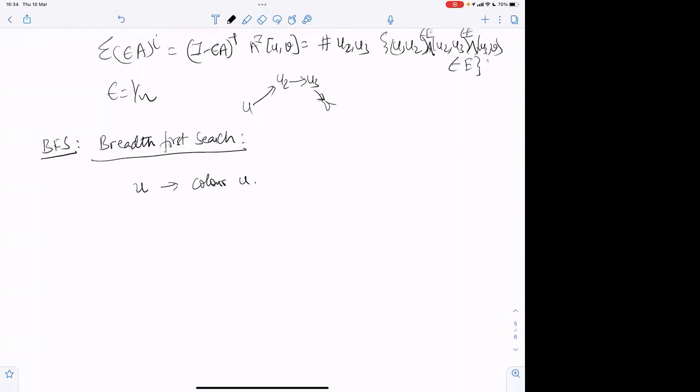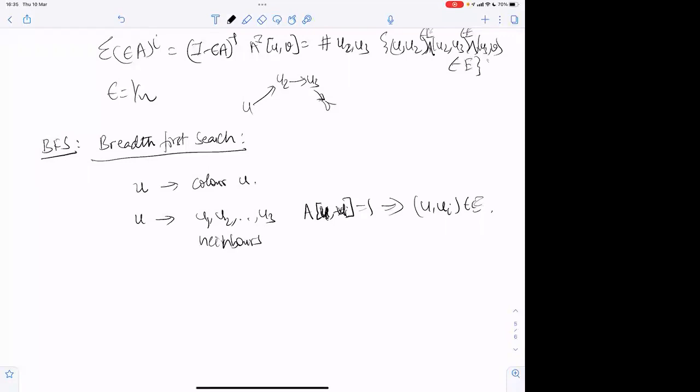So U has some neighbors, U1, U2, U3, and so on, which are the entries of the row A(U, *). A(U, Ui) equals 1 if and only if (U, Ui) belongs to the edge set, correct? So the neighbors are the non-zero entries of the row U, correct? Are you with me? Yes, sir.